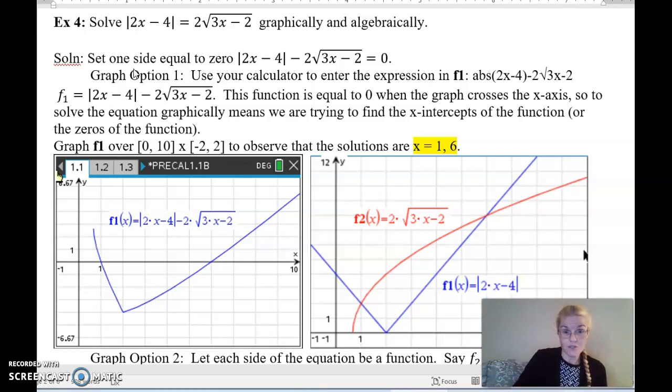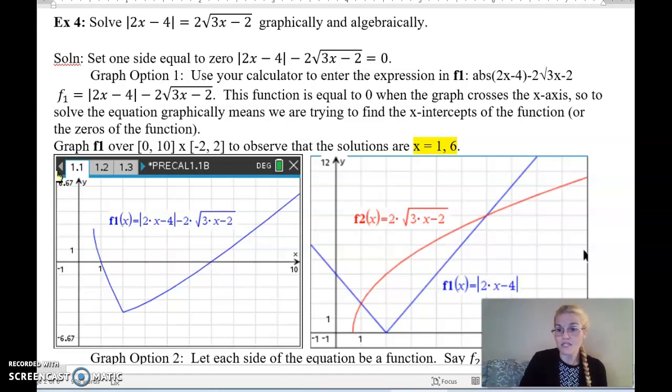The first option is set everything equal to 0, and let this whole expression be a function. So if you're using your TI-Nspire, you're going to type ABS to get the absolute value notation here. So go ahead and let f1 be the absolute value of 2x minus 4 minus 2 square root of 3x minus 2. When this function is equal to 0, f1 equals 0 means you're looking for the x-intercepts. And based on our graph, 1 and 6 are our 2 solutions.